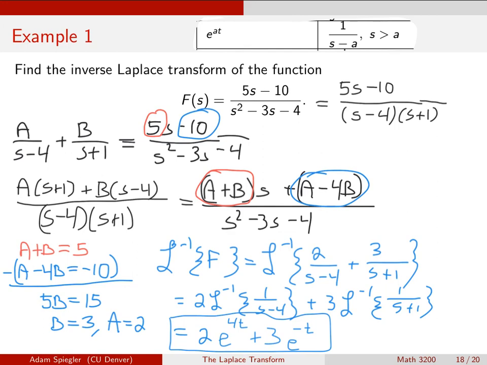So really, the main point here was we had to use partial fraction decomposition in order to take this original fraction and write it as a sum of two fractions, each of which we can find the inverse Laplace transform of pretty directly from the table.